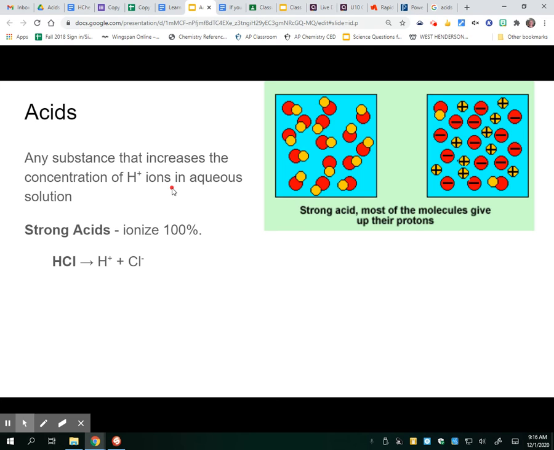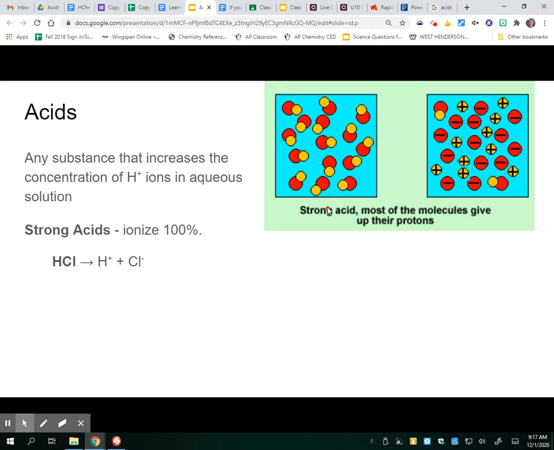Now, we have different types of acids, and it depends on how willing that hydrogen is to remove from what it was bonded to. So we kind of refer to them as strong or weak. Strong acids ionize 100%. So the example I have here is hydrochloric acid. Hydrochloric acid, when you put it in water, it is going to ionize. And this is a one-way arrow, so we're going to get a lot of hydrogen ions and a lot of chloride ions.